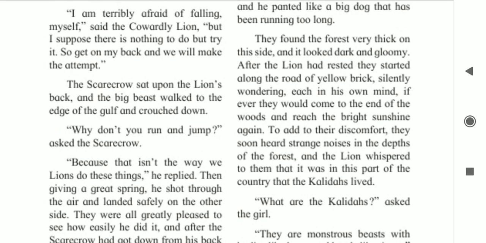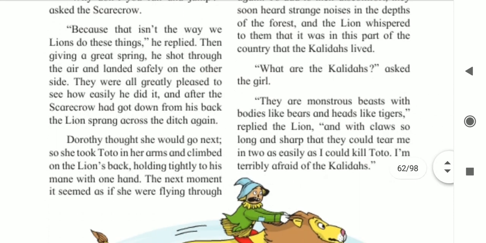The Scarecrow sat upon the Lion's back, and the big beast walked to the edge of the gulf and crouched down. Why don't you run and jump? Asked the Scarecrow. Because that isn't the way we lions do these things, he replied. Then, giving a great spring, he shot through the air and landed safely on the other side.